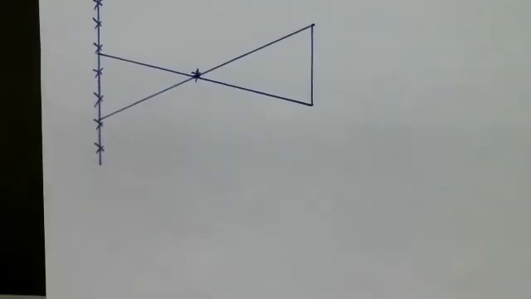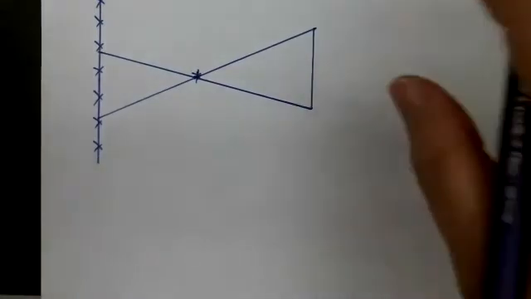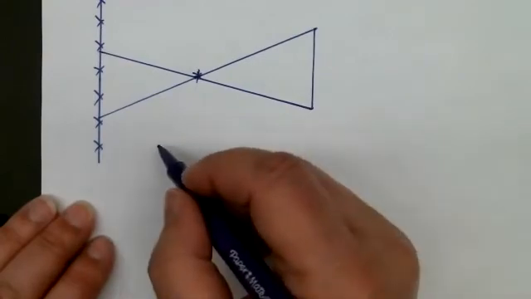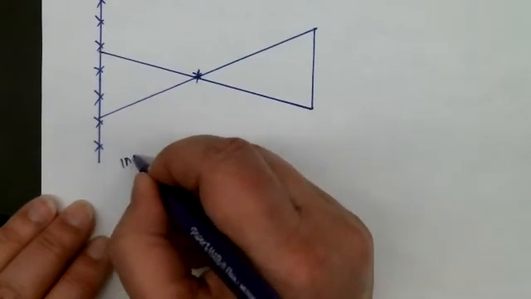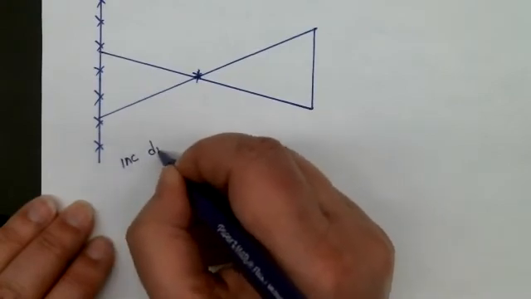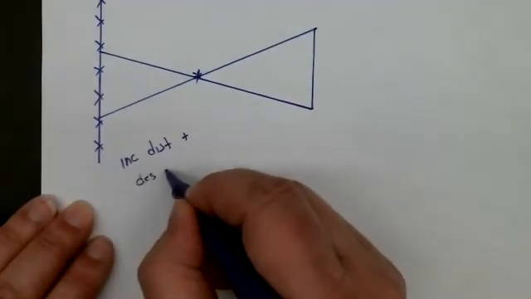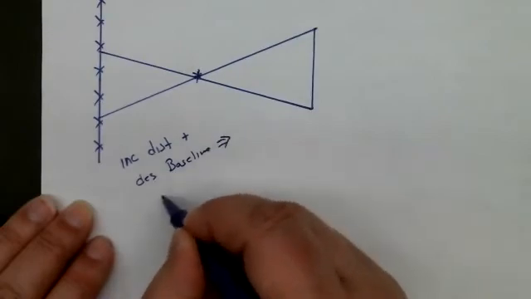Mine's a little off kilter because I'm not looking down right over top of it. I'm kind of stretched out over the table because of where my camera is. All right, increase distance and decrease baseline. What happens to the parallax?